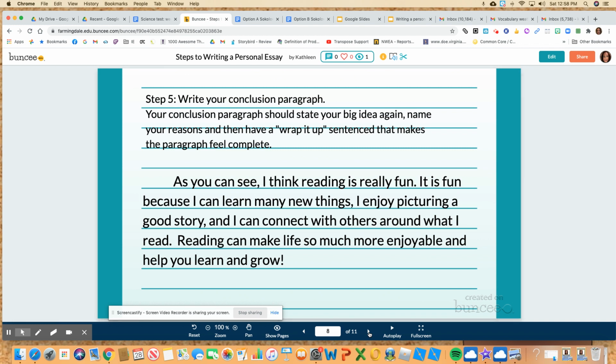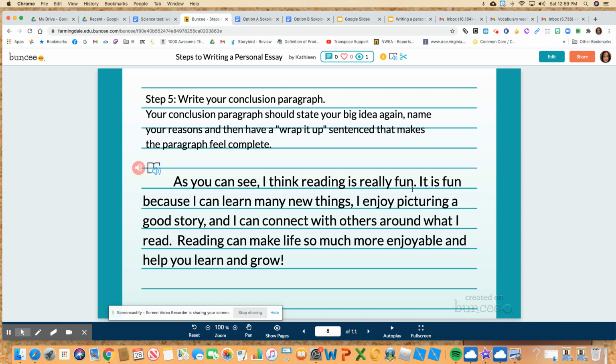Okay, so once you've gone through step four, your second to last step is to write your conclusion paragraph. Your conclusion paragraph should state your big idea again, name your reasons, and then have a wrap it up sentence that makes the paragraph and the whole essay feel complete.